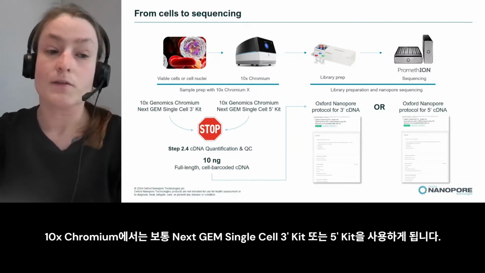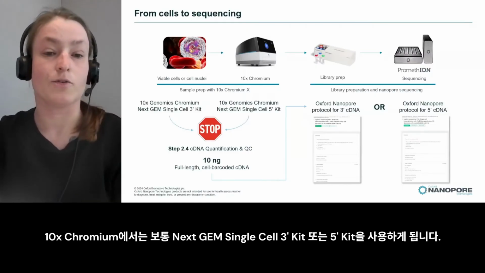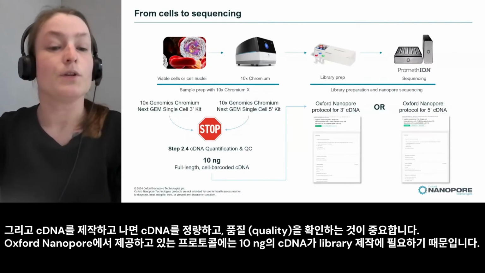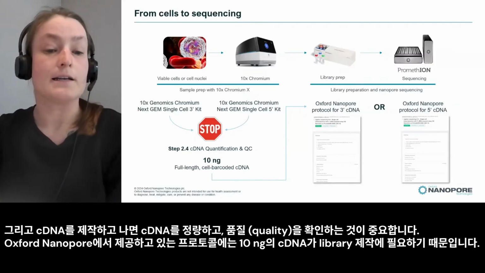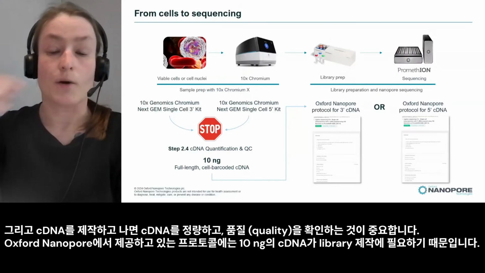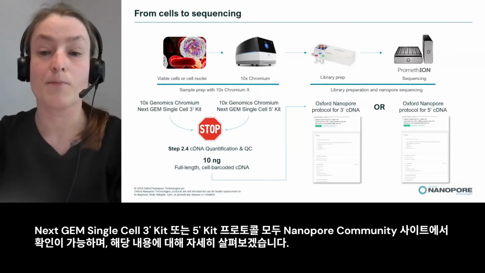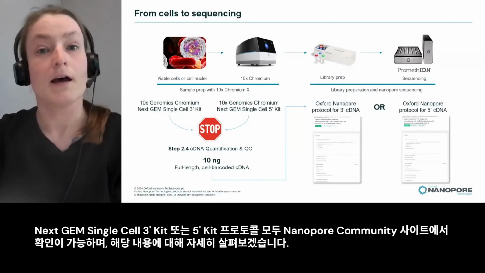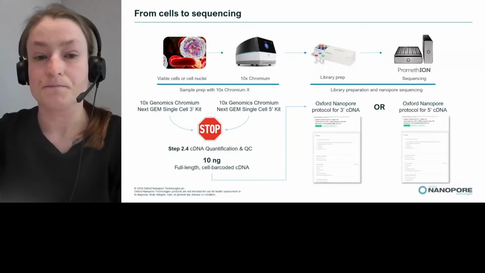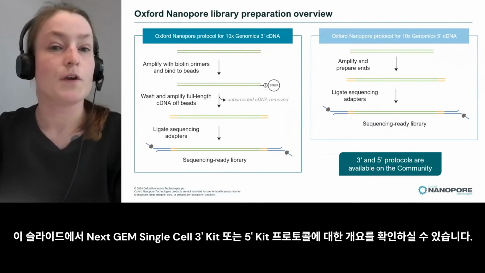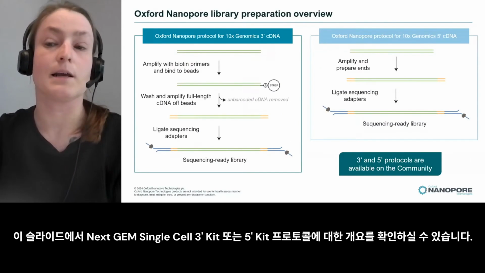With the Chromium, you would expect to either run the single cell 3' kit or the 5' kit, and then it's important that we quantify and quality check that cDNA, because you'll only need 10 nanograms of that DNA to go into our ONT protocols. The 3' protocol or the 5' protocol are both available on the community, and I'll talk you through those in detail. So this is an overview of those protocols, the 3' cDNA protocol and the 5' cDNA protocol.